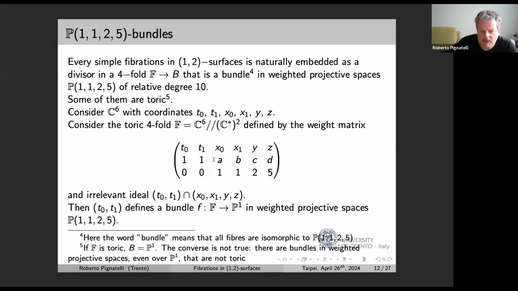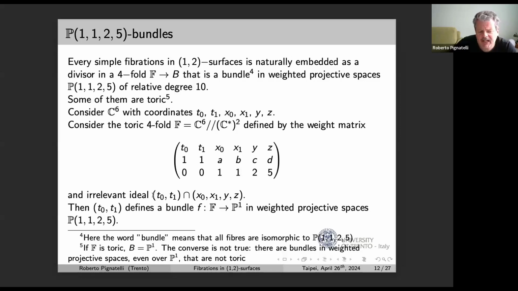For the second action, I'm using weights 1, 1 on t0 and t1, and let me not be precise now about the weights of the other four variables, which are going to be specified better in the next slides. At this level, you can take any four integers, even negative, and what you get is a well-defined fourfold.